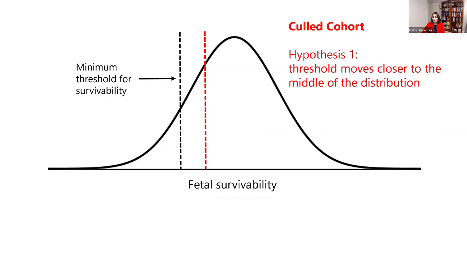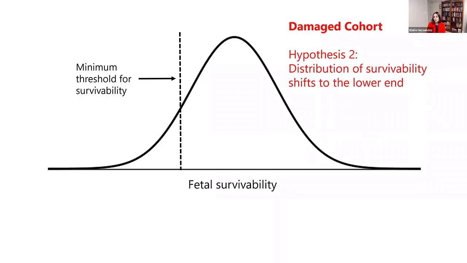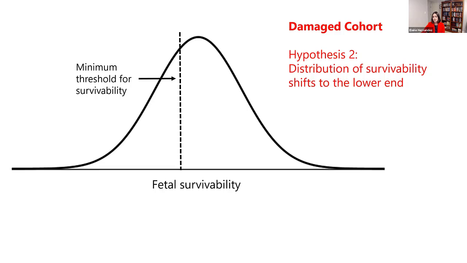The second hypothesis that we put forward is that perhaps you start with the same distribution of fetal survivability with the same threshold here. And instead that threshold stays in the exact same place, but the entire distribution of fetal survivability shifts to the lower end. What this means is that a greater number of fetuses are going to be culled, but because we've had this shift, we see that a greater number of individuals are culled, and overall, that cohort is damaged and it's less healthy because the distribution is shifting to the lower end.